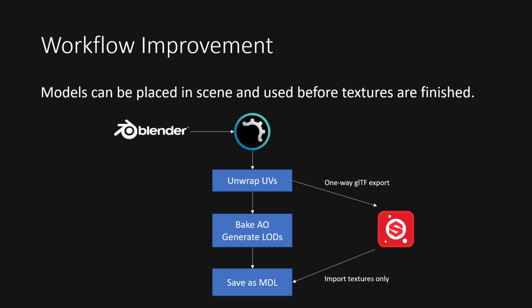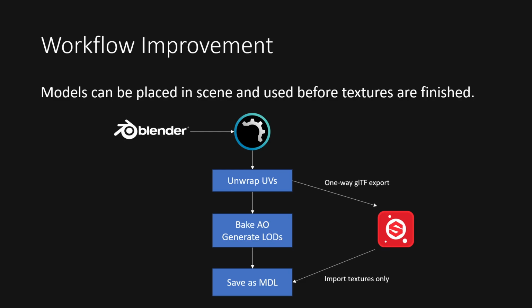So as soon as you have the model unwrapped, you can export it for texturing, and you can keep using it. You can bake the ambient occlusion, you can generate the LODs, you can place it in your scene, and you don't have to worry about re-importing it later and breaking the model because the exporter added some extra nodes or did something funny. So this greatly streamlines the workflow.